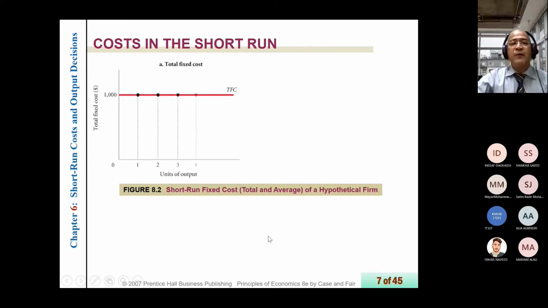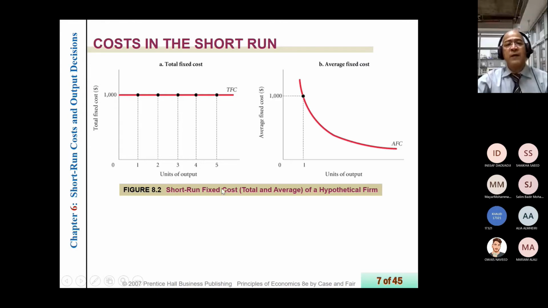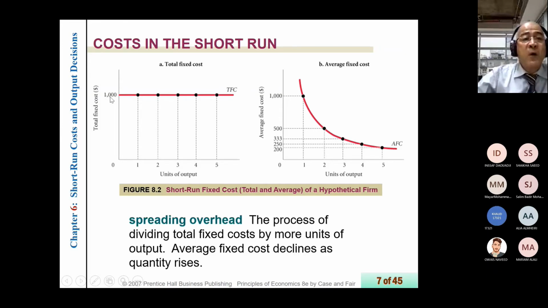So now we have two diagrams. The first one is for total fixed cost. Total fixed cost is 1,000, whether Khalid produces 0 or 1 unit or even 5 units. If I produce 5 units, I put a dot: total fixed cost equals 1,000. If I produce 3 units, total fixed cost is 1,000. For this reason, the total fixed cost curve is a straight line parallel to the quantity axis at 1,000.